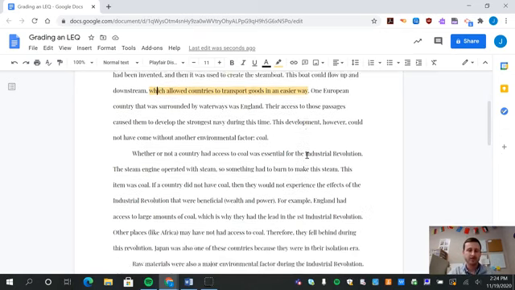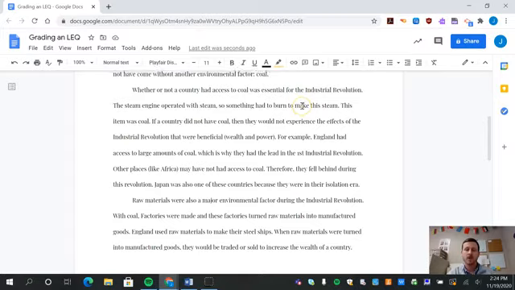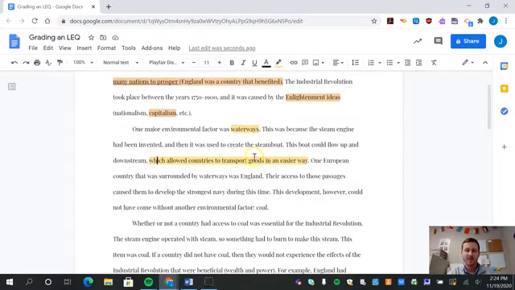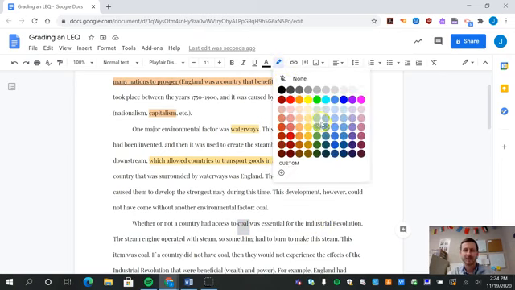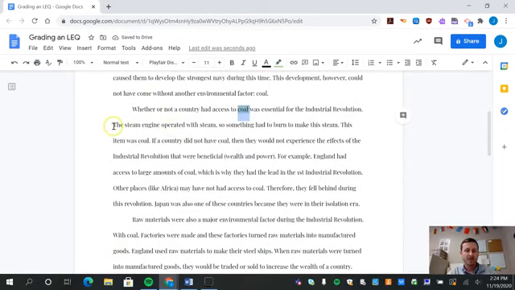But let's take a look at the third one. Whether or not a country had access to coal was essential for the industrial revolution. I would say that this is a stronger topic sentence than this one up here because it's saying coal specifically is essential for starting the Industrial Revolution. So I'm going to highlight that one. That way we can make sure that we understand that that's an important part of this. The steam engine operated with steam, so something had to burn to make this steam. This item was coal. If a country did not have coal, then they would not experience the effects of the Industrial Revolution that were beneficial, wealth and power.